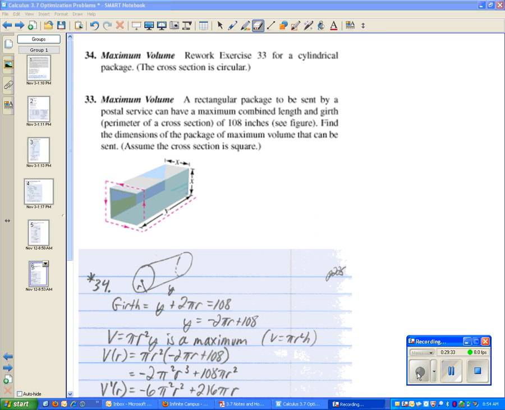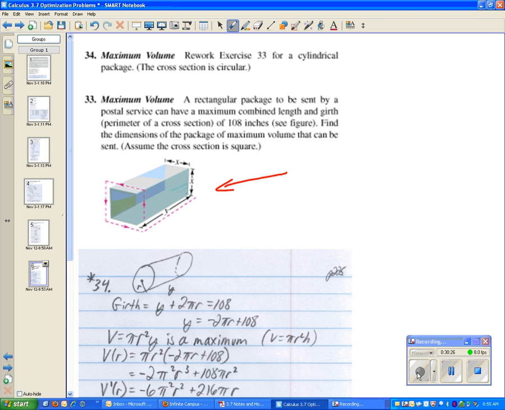Number 34. Number 34, which is all the way over on page 225, says to rework exercise 33 for a cylindrical package. The cross section is circular. So I guess we better look and see what happened in number 33, huh? In number 33, a rectangular package to be sent by a postal service can have a maximum combined length and girth, which is the perimeter of a cross section. You learned a new word today, girth, of 108 inches. See figure. Find the dimensions of the package of maximum volume that can be sent.